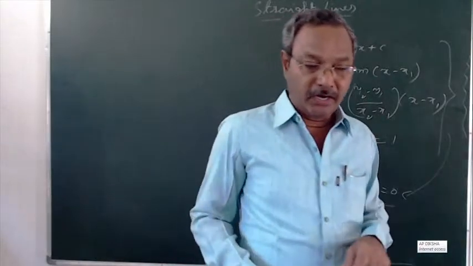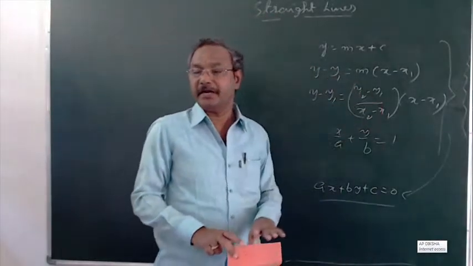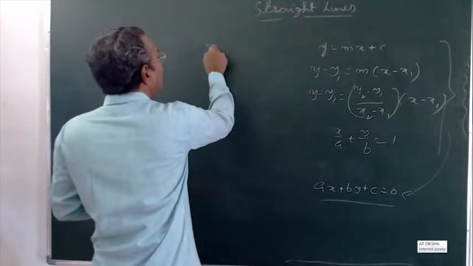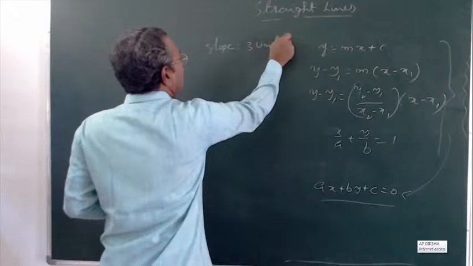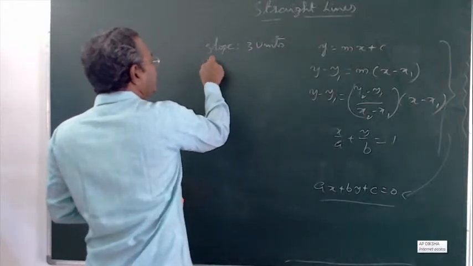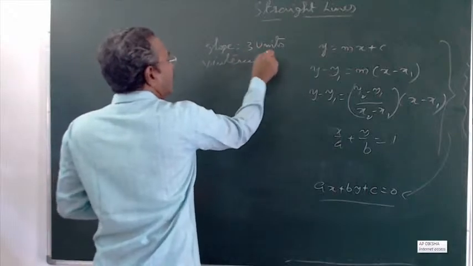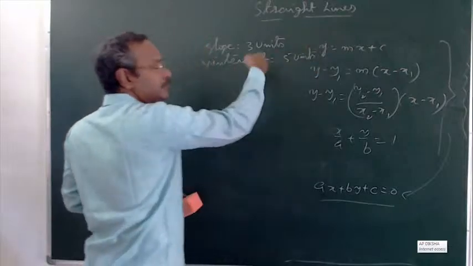Okay, now let's see a few examples of how to derive the equation using the data given to you. So for example, find the equation of the straight line whose slope is 3 units and the y-intercept of the straight line is 5 units. Write the equation of the straight line.